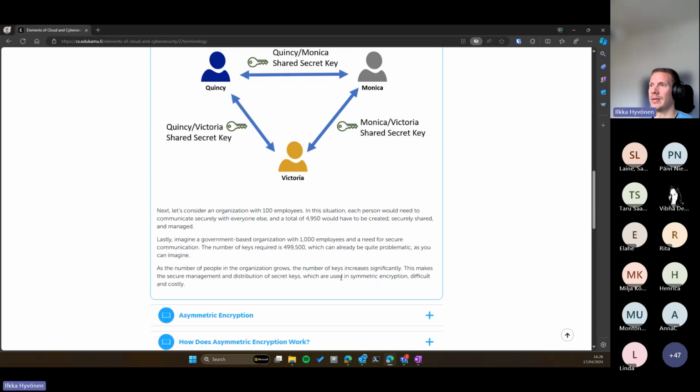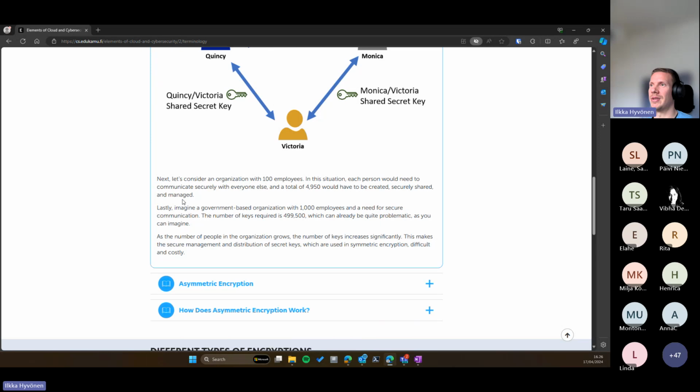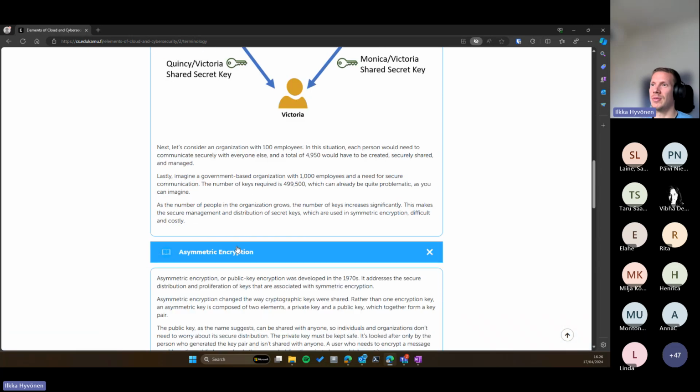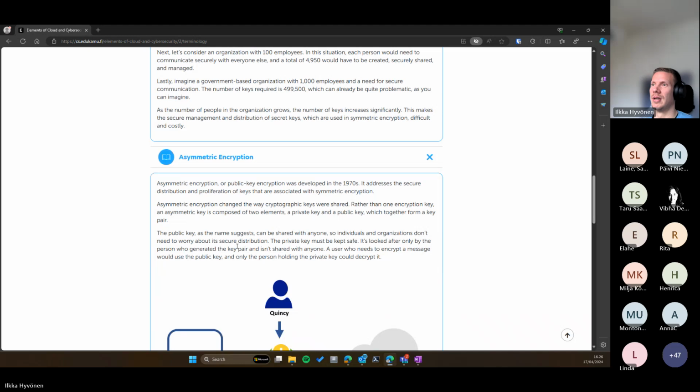And yeah, so there's a description that the key exchange is then quite complex when we have more entities involved. So I need to be able to securely share the secret with all the participants that I want to communicate with. So that's where this asymmetric encryption comes in.